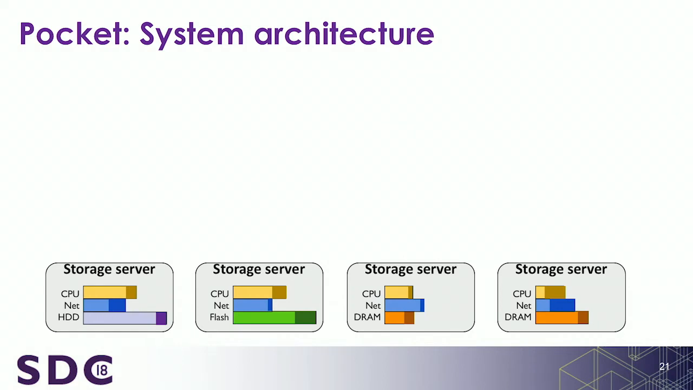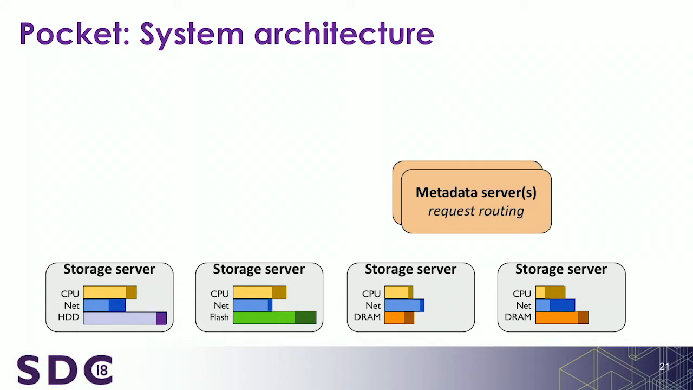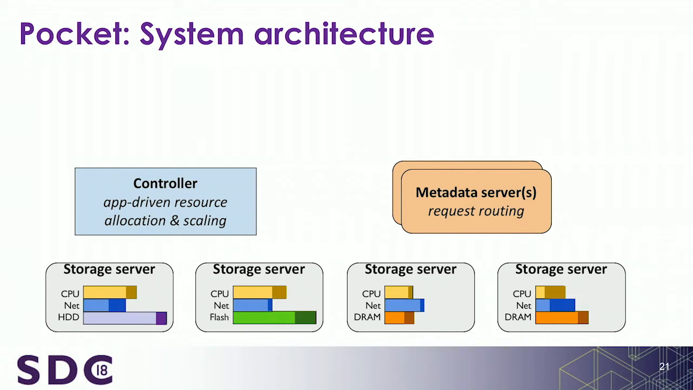So let's take a look at Pocket's system architecture. The data plane consists of multiple storage servers. Here we're showing a disk server, a flash server, and 2 DRAM storage servers. And the bars here represent their instantaneous resource utilization at a snapshot in time. We have the metadata plane consisting of 1 or more metadata servers. These are going to be routing requests from clients to the appropriate storage server nodes. And we have a logically centralized controller that is doing application-driven resource management and scaling.